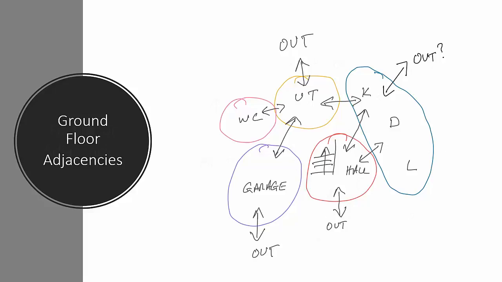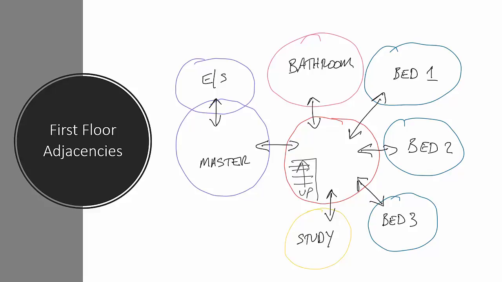So that is the ground floor. Then thinking of the first floor, the hallway and the landing area with the stairs leading downstairs is central to this image. We have a study upstairs along with 3 bedrooms. Then we have a bathroom and then the master bedroom. And the master bedroom provides access to the ensuite.